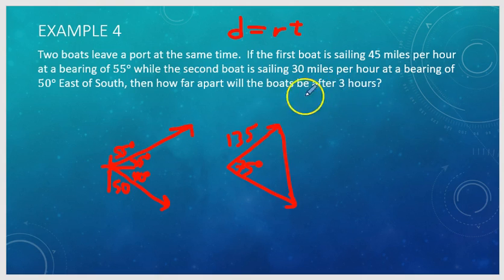And the second boat travels for the same amount of time. They left at the same time, but he's traveling at a slower speed. He's only going 30 miles an hour. So here we have 30 miles an hour for 3 hours. If you do rate times time again, now you're getting a side of 90. So here we have two sides and we have the angle in between. You should be able to use the law of cosines here to find that final length.